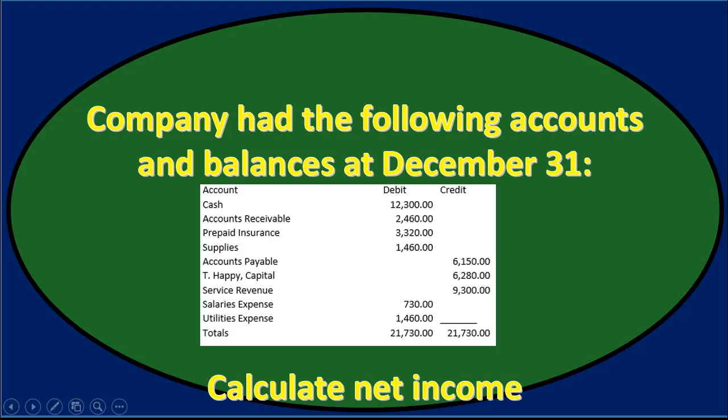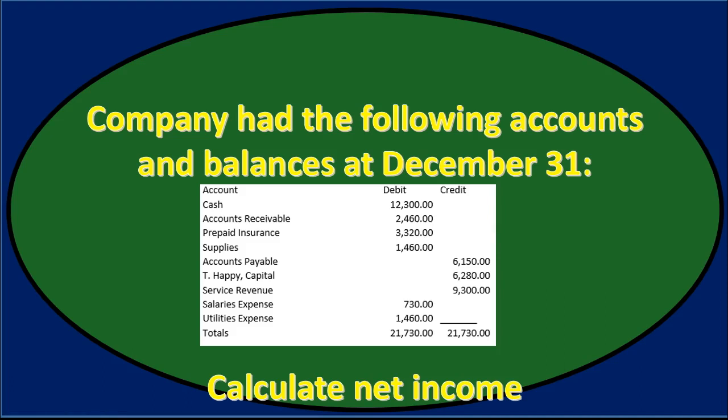Next question. Company had the following accounts and balances as of December 31st, and then we need to calculate the net income. So this type of question could be given in different formats here. In this case, they gave us basically a trial balance representing debits and credits rather than just listing accounts in a plus and minus format.